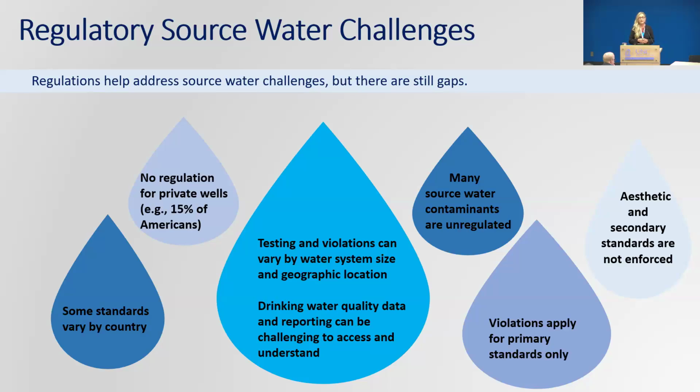Furthermore, communicating those risks is a challenge, and households often do not know what their water quality results mean, even though there are standards for communicating that. PFAS is being regulated now for 6 compounds in the United States, and there's more being done, but there's a lot of contaminants that are still unregulated. And the violations do only apply for primary standards. And so things that are aesthetic standards actually are not enforced.